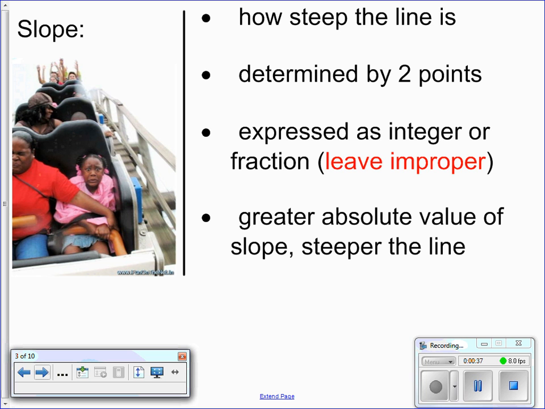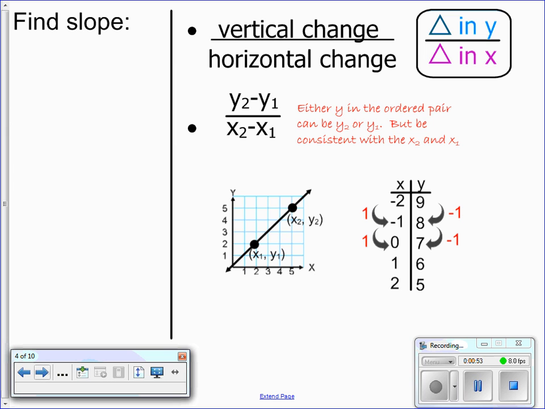We write the slope as an integer or a fraction. If it's a fraction, it's improper. Leave it that way. We do not change it to a mixed number. The greater the value of the slope, the steeper the line, the absolute value. Okay, so the absolute value tells you how steep the line is.